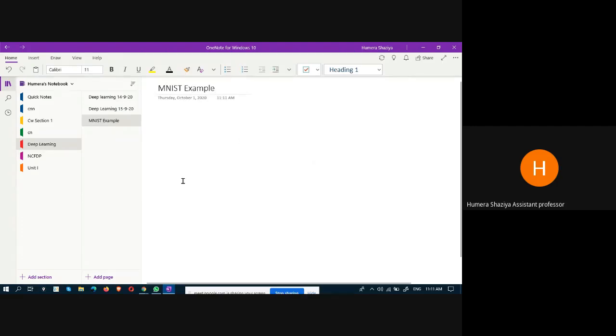Okay, students. So yesterday we started our discussion on model building and training and testing. We all looked at what are the essential elements for building a deep learning model.